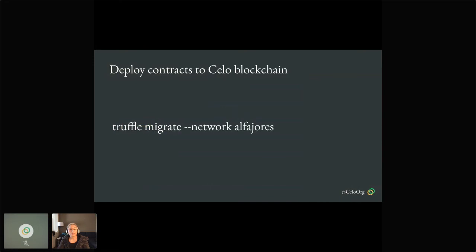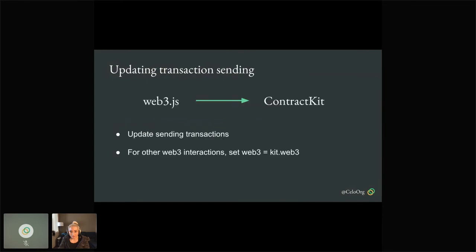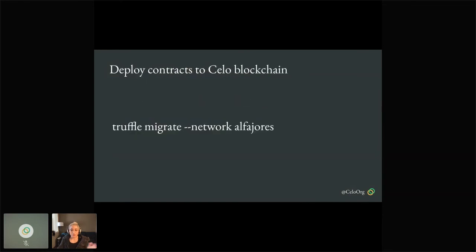Then all you have to do after that is run truffle migrate just as you normally would. Like truffle migrate --network, whatever you called your network. And then all your migration scripts would run as they normally would. And then you would just be able to see your smart contract on the Celo blockchain. And that's pretty much it in terms of porting your smart contract over.